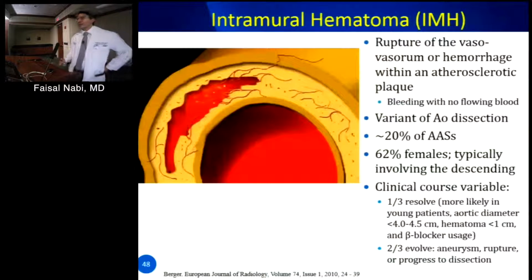Intramural hematoma is really a bleed within the media, usually caused by a rupture of the vasa vasorum. There is no flowing blood. It's about, again, 20% of acute aortic syndromes. Its predisposition really is females, and typically involving the descending aorta. It has a variable clinical course, but what to remember is about 1/3 will resolve, and patients where it's more likely to resolve are those who are younger, with smaller aortic diameters, smaller hematomas, and maybe those on beta blockers. Of course, the other 2/3, unfortunately, go on to suffer complications, including aneurysm, rupture, or progression to dissection.